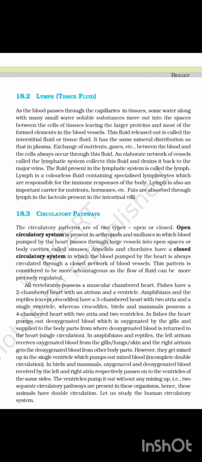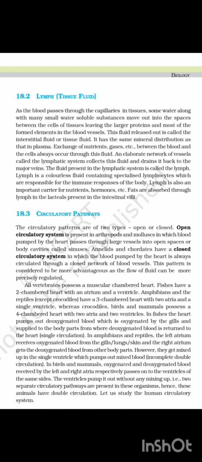18.3 Circulatory pathways. The circulatory patterns are of two types: open or closed. An open circulatory system is present in arthropods and mollusks, in which blood pumped by the heart passes through large vessels into open spaces or body cavities called sinuses. Annelids and chordates have a closed circulatory system in which the blood pumped by the heart is always circulated through a closed network of blood vessels. This pattern is considered to be more advantageous as the flow of fluid can be more precisely regulated.